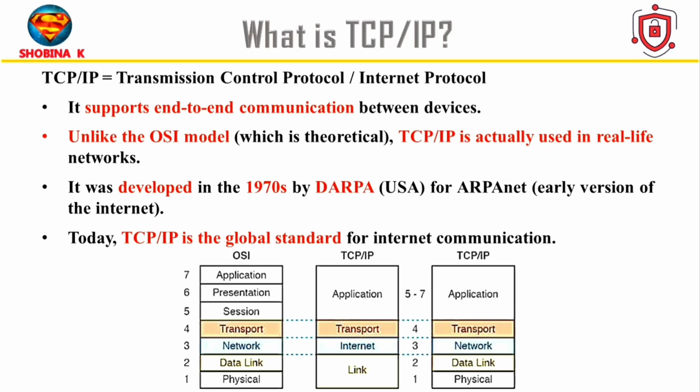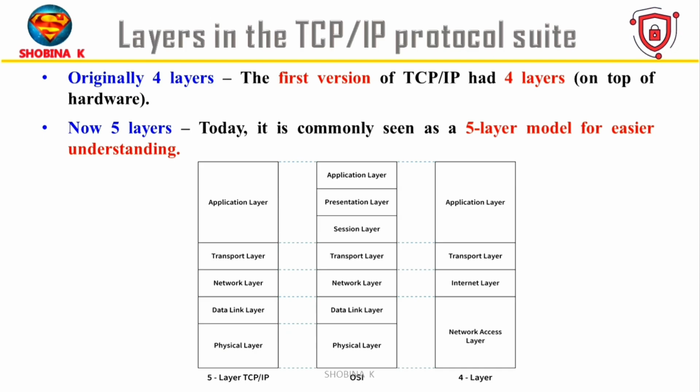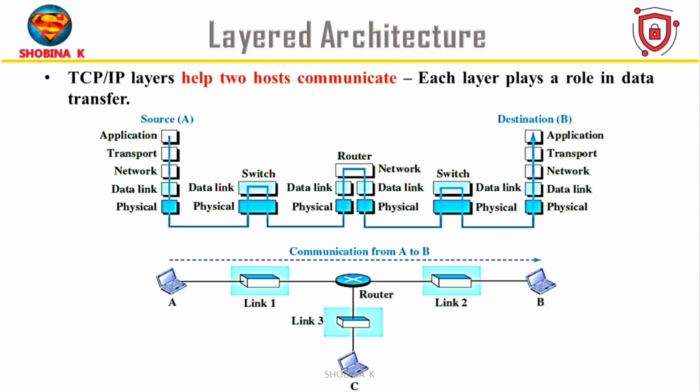TCP/IP is the backbone of internet communication. It allows devices to talk to each other from end to end. The OSI model is mostly theoretical, while TCP/IP is a practical framework used in real networks. It was first developed in the 1970s by DARPA for the ARPANET project. And today, TCP/IP is the global standard used across all internet connected systems. The original TCP/IP protocol had 4 software layers built upon the hardware, but now it is often seen as having 5 layers.